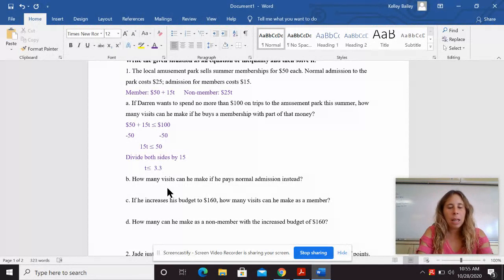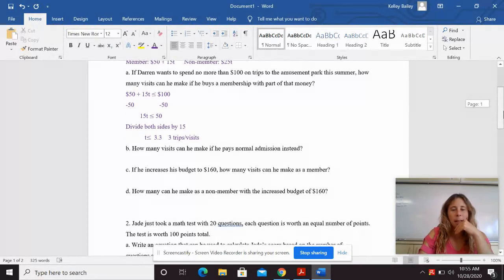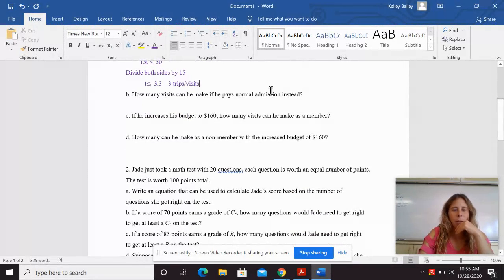So, he doesn't have enough money to pay for 4 visits, right? We're not quite up to 4. We're at 3.3, so you have to round down. So he can go, he has 3 trips, or visits, whatever you're calling them. Okay? You can't go to a park and pay for 0.3 of a visit. Doesn't work like that. All right. So that's your answer there.